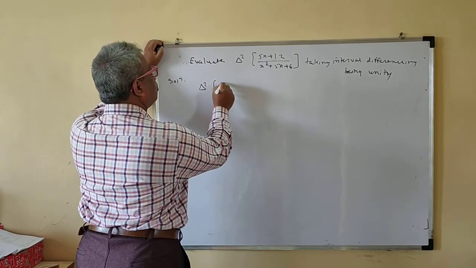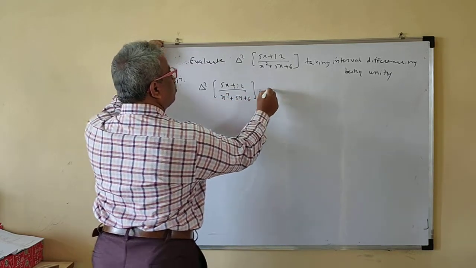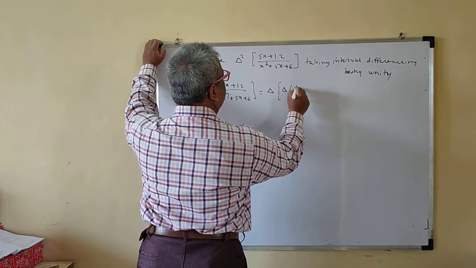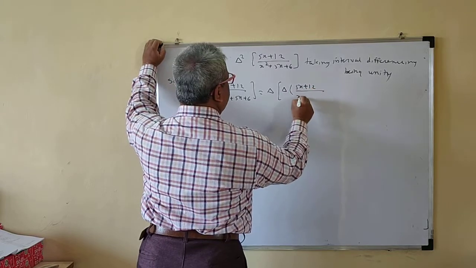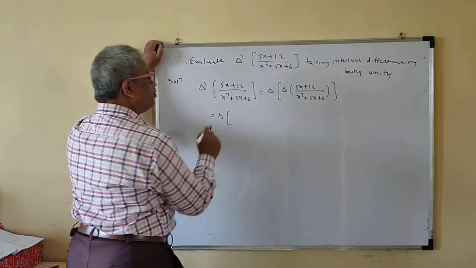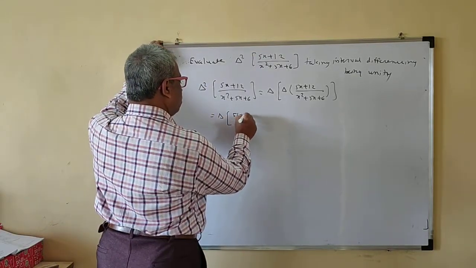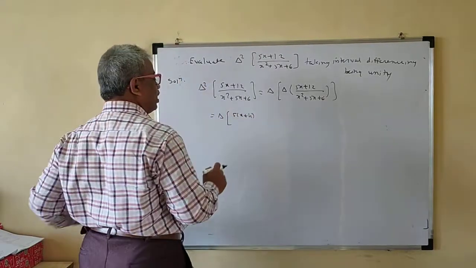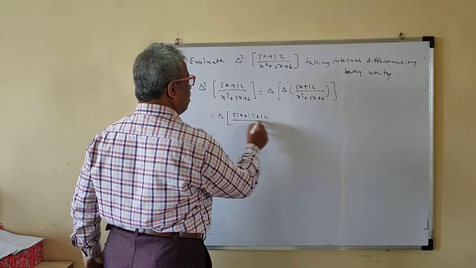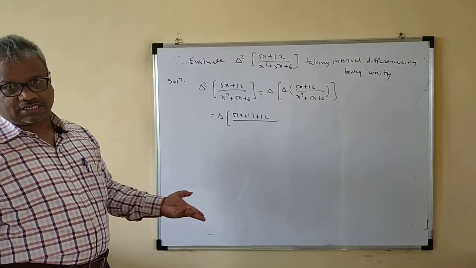Solution. Del square of (5x plus 12) upon (x square plus 5x plus 6). This is nothing but a del. You have to replace x by x plus 1, not x plus h, so you have to take h equal to 1. You are given that the interval difference is 1. That means h is equal to 1. We just replace x by x plus h, but your h is 1, right?